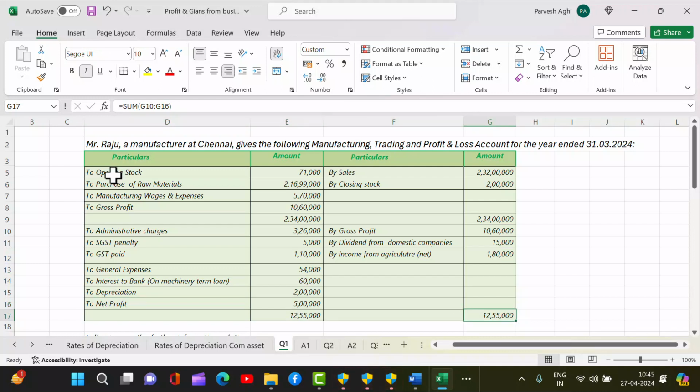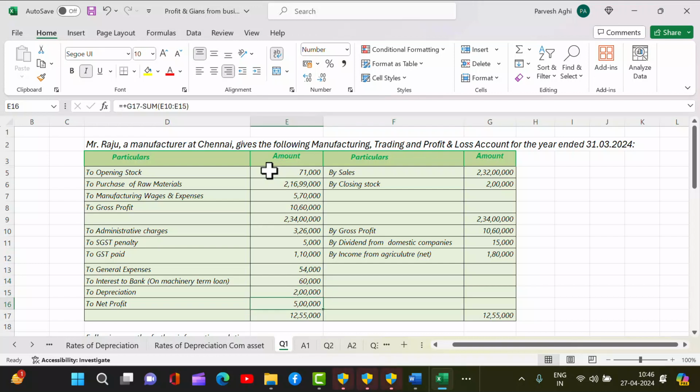How much profit has this Raju earned? Sir, 71,000. Where is 71,000? No, that is the opening stock. Where does it come in the profit and loss? How much profit has the company earned? 5 lakh. 5 lakh.